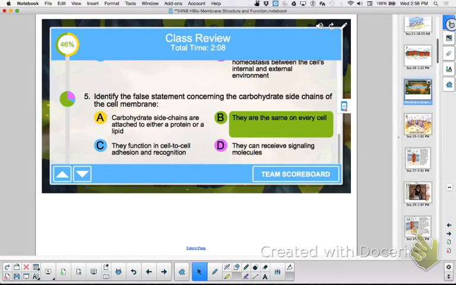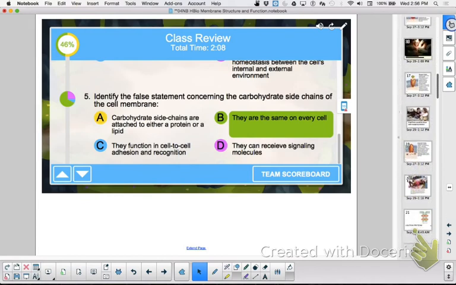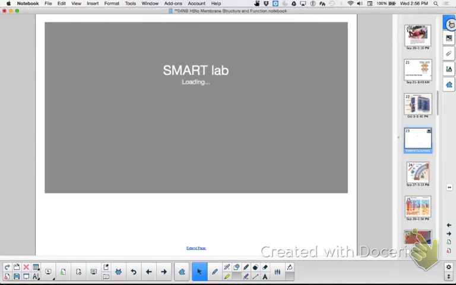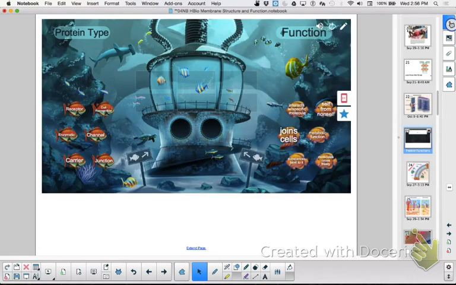Okay, let's go to the next. Here we go. We'll just do this one together. Teamwork. Junction joins cells. Okay, there we got one. Junction joins cells. Cell recognition. Okay, wait, don't do them all. So let's do carrier. Do you remember what one is carrier?